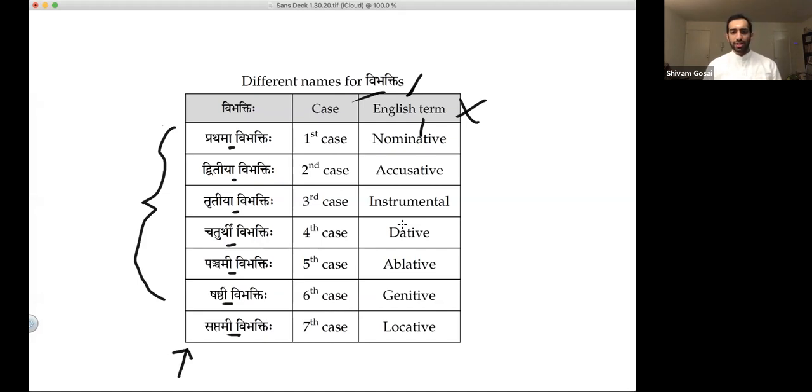It will become more clear in the next class what I mean by karaka and non-karaka. But just know that there are two different types, okay?